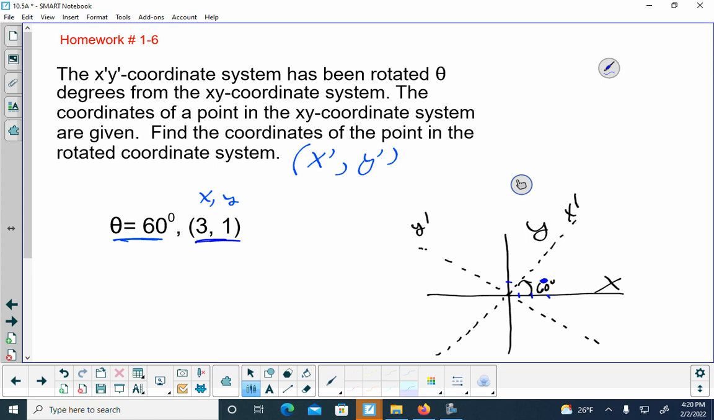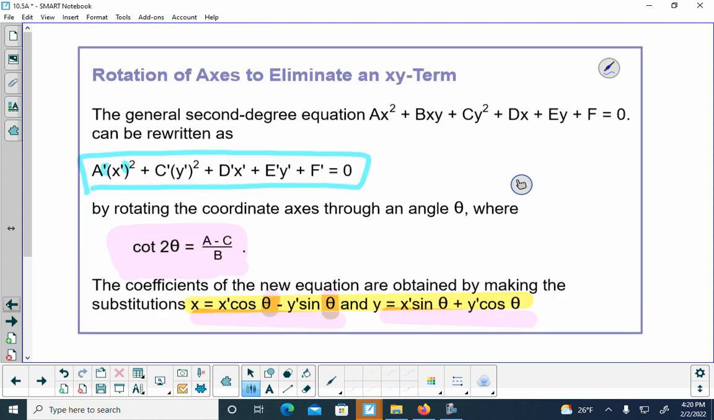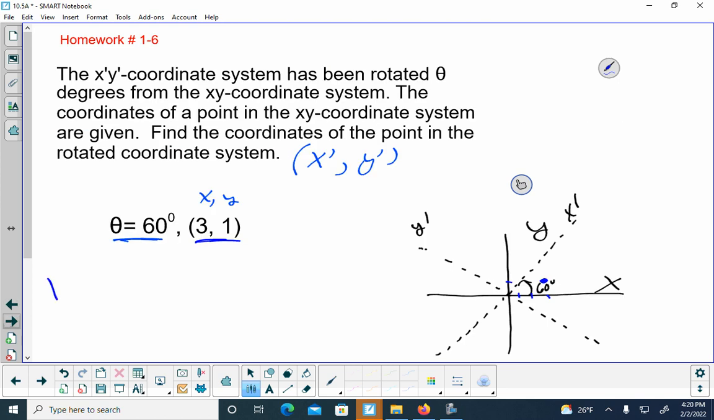So the first thing I'm going to do is look for my new x prime and my new y prime. So I'm going back to these formulas here, and I'm going to substitute in what I know. So I have x is equal to x prime cosine theta minus y prime sine theta. That's the formula for x.